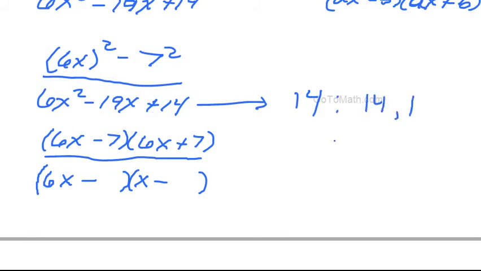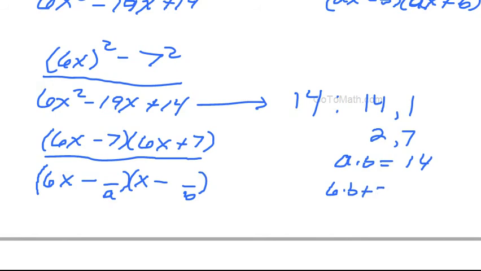So we got 14 and 1, or we could do 2 and 7. So remember, it's a times b. It's going to be equal to 14. And if we let this be a, you should be getting the hang of this by now, that'd be b. So this is going to end up being 6 times b plus a is equal to negative 19. Okay. So 2 and 7, let's take a look.